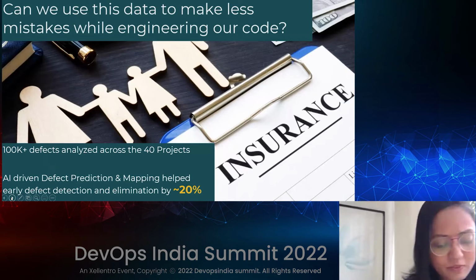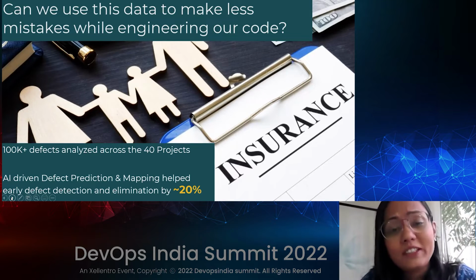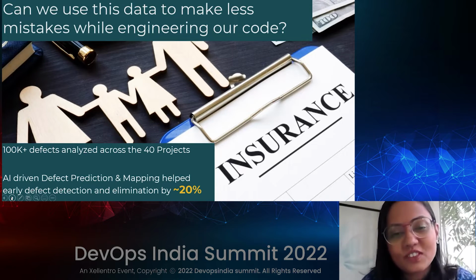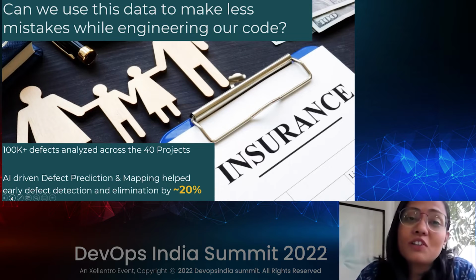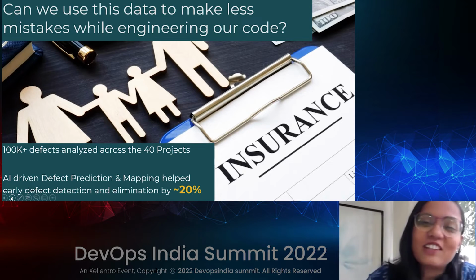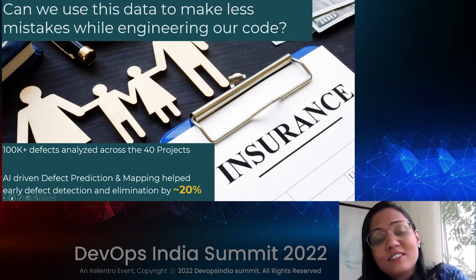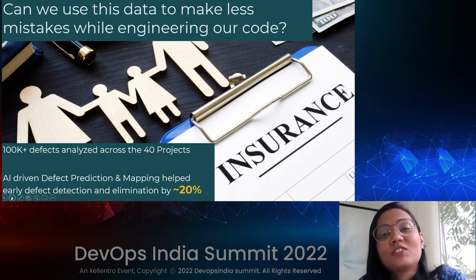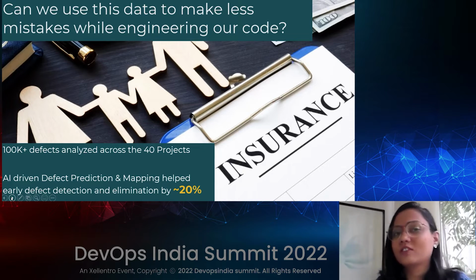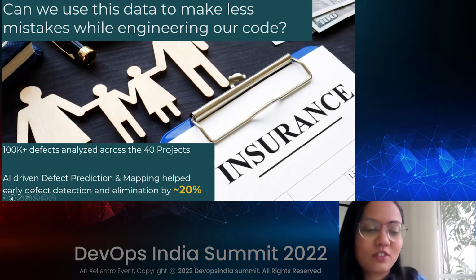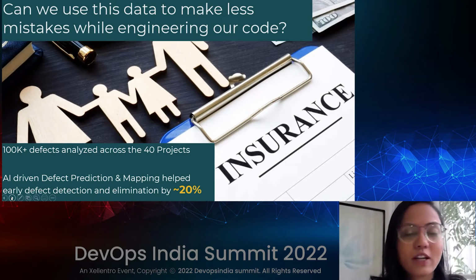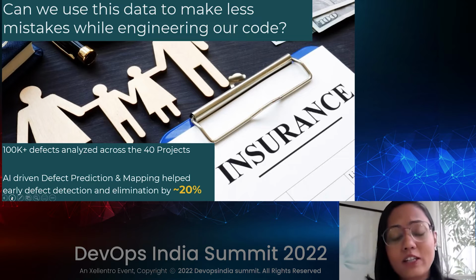And here are some case studies that my team and I have worked on in the past, and when I say recently, over the past 2 years, where the first question is: can we use this data to make fewer mistakes while engineering our code? So this was a case for one of our insurance clients, an insurance provider. And of course, as you can imagine, for any insurance company, their IT landscape is heterogeneous. You have all sorts of technologies. You will have COTS products like Guidewire, like Duck Creek.